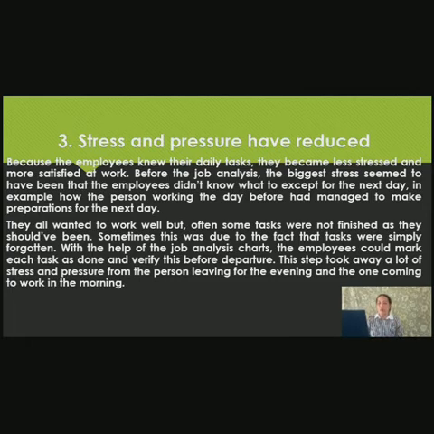With the help of the job analysis charts, the employees could mark each task as done and verify this before departure. This simple step took away a lot of stress and pressure from the person leaving for the evening and the one coming to work in the morning.